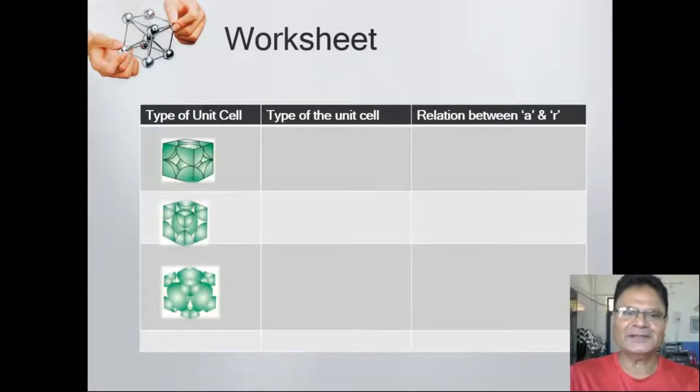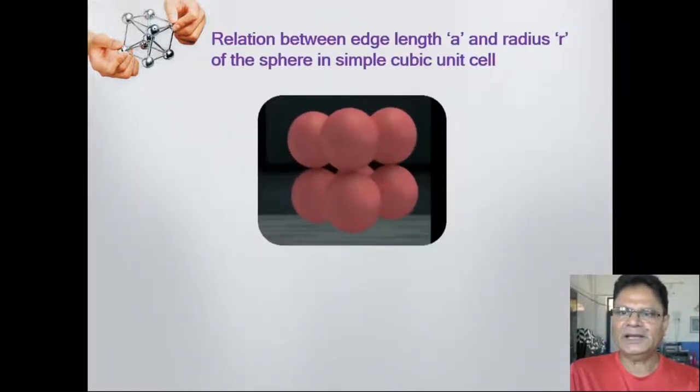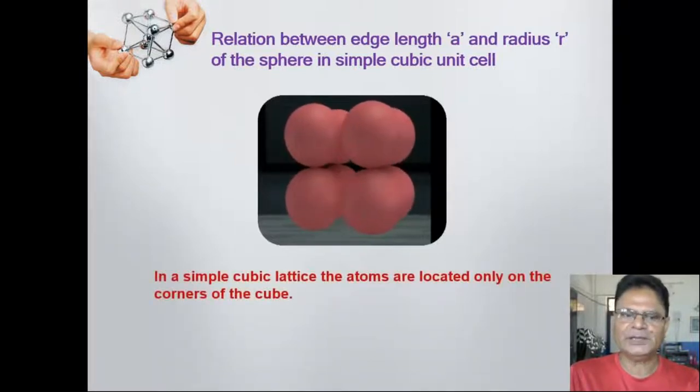This is the worksheet. In this worksheet, you are given the diagram. You have to identify the type of the unit cell and write the relationship between edge length a and r in the particular unit cell. Do complete this table while watching the video. Relation between edge length a and radius r of the sphere in the simple cubic unit cell.